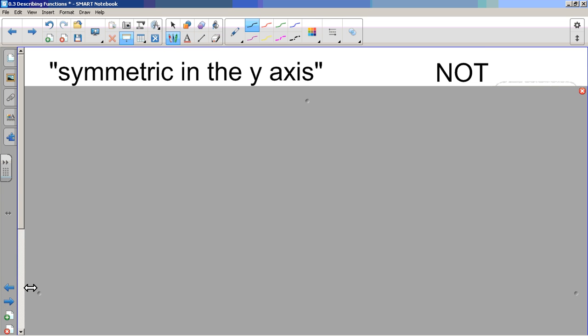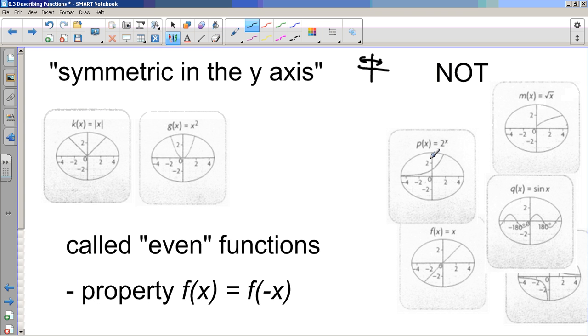Symmetric in the y-axis. So that means if you're to have a graph, there's the y-axis. Whatever graph it is, it's the same when you flip it this way. Okay. Ready? I'm going to unveil. Just the two of them, and these other ones are not.